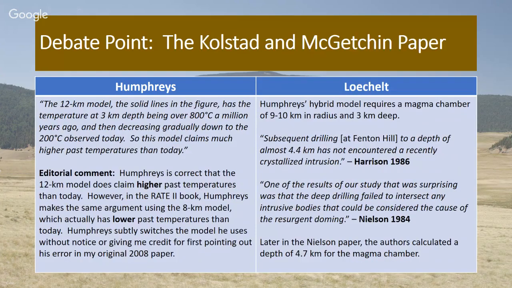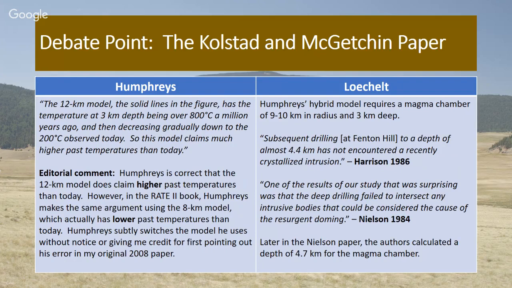Well, let's see what Humphreys said about the Kolstad and McGretchen paper. And this description here: the 12-kilometer model, the solid lines in the figure, has a temperature at 3-kilometer depth being over 800 degrees a million years ago, and then decreasing gradually to the 200 degrees observed today. So this model claims higher past temperatures than today. Again, he's trying to find supporting evidence for defending his constant temperature model, and his argument is that past temperatures were higher than today.